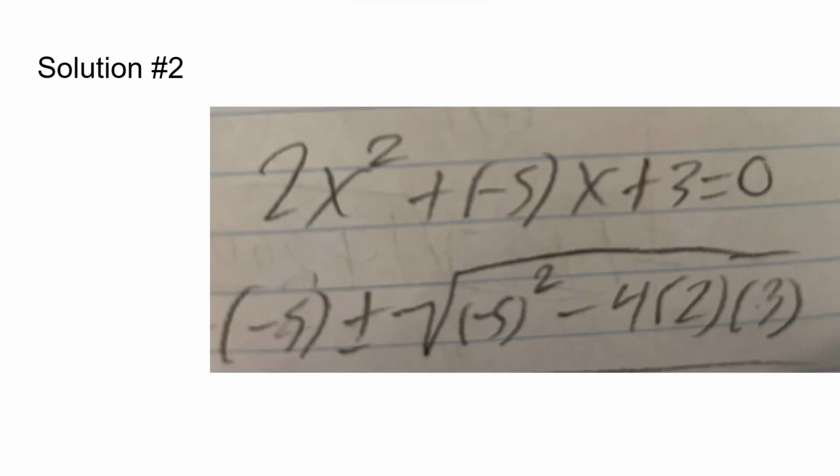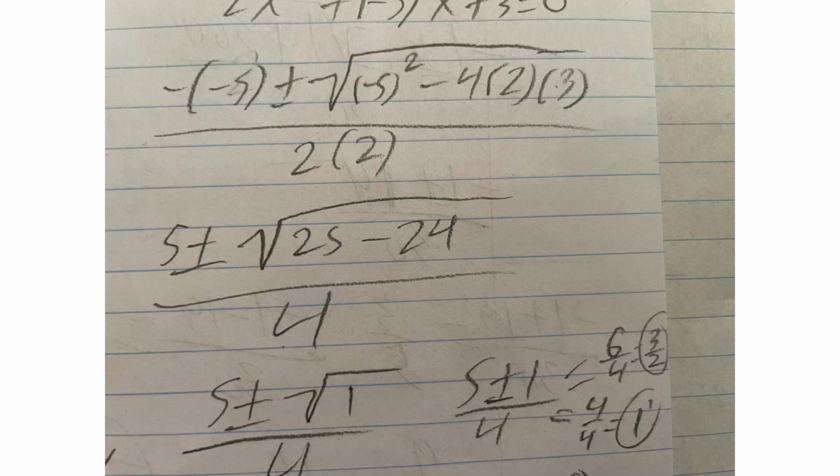Then we go to solution number 2, which is -5, and put that into the quadratic formula. It comes out to be 5 plus minus the square root of 1 over 4, which is just 1. So 5 plus 1 over 4 is 6 over 4, or 3 over 2. And 5 minus 1 over 4 is 4 over 4, which is just positive 1.